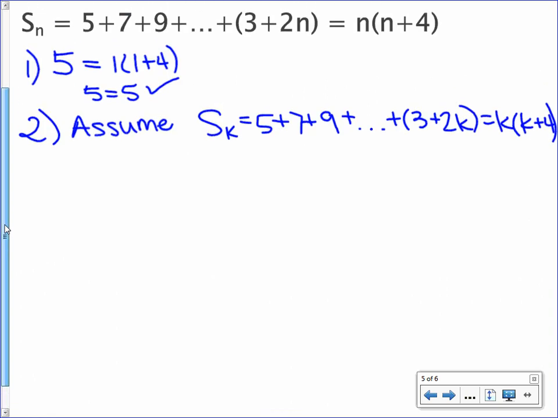Wait, where is the k plus 4? Or k times k plus 4? All I did is I took S sub n and replaced all my n's with k's. Why do you have to change it? n represents all of our positive integers. k is representing a specific integer. So why is it 5 equals 1 times 1 plus 4? Because 5 is our first sum, which is just a term. And then we plug 1 in over here.